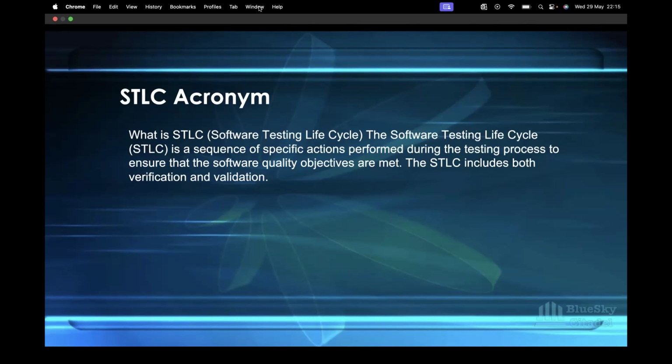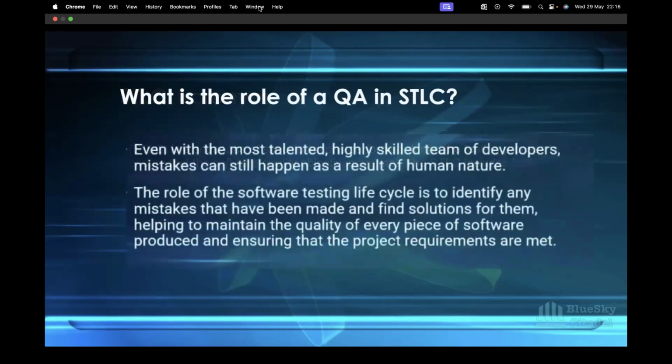So it's a series of phases performed during the testing process to ensure the quality and the reliability of a software application. The software testing life cycle ensures that testing is conducted in a systematic and organized manner. This process helps us to identify defects early in the software development life cycle, and ultimately it improves the quality of the software product. Testers do play a crucial role in ensuring the quality and reliability of the software being developed. So that takes us to the next slide, please, Rexford.